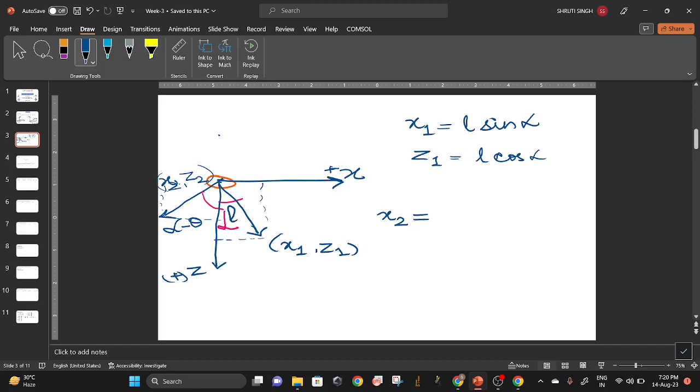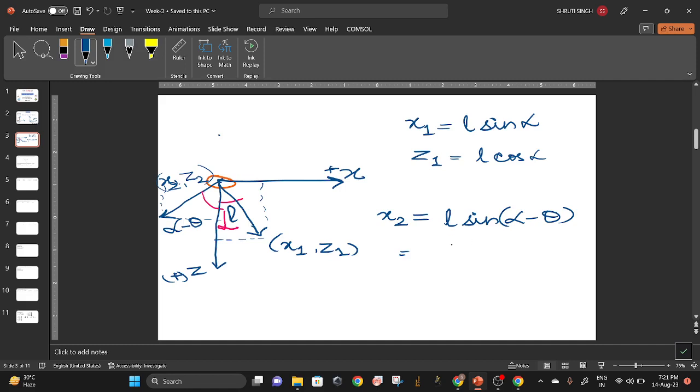Now x2. X2 will be this one, so it will be sine. L sine of alpha minus theta.